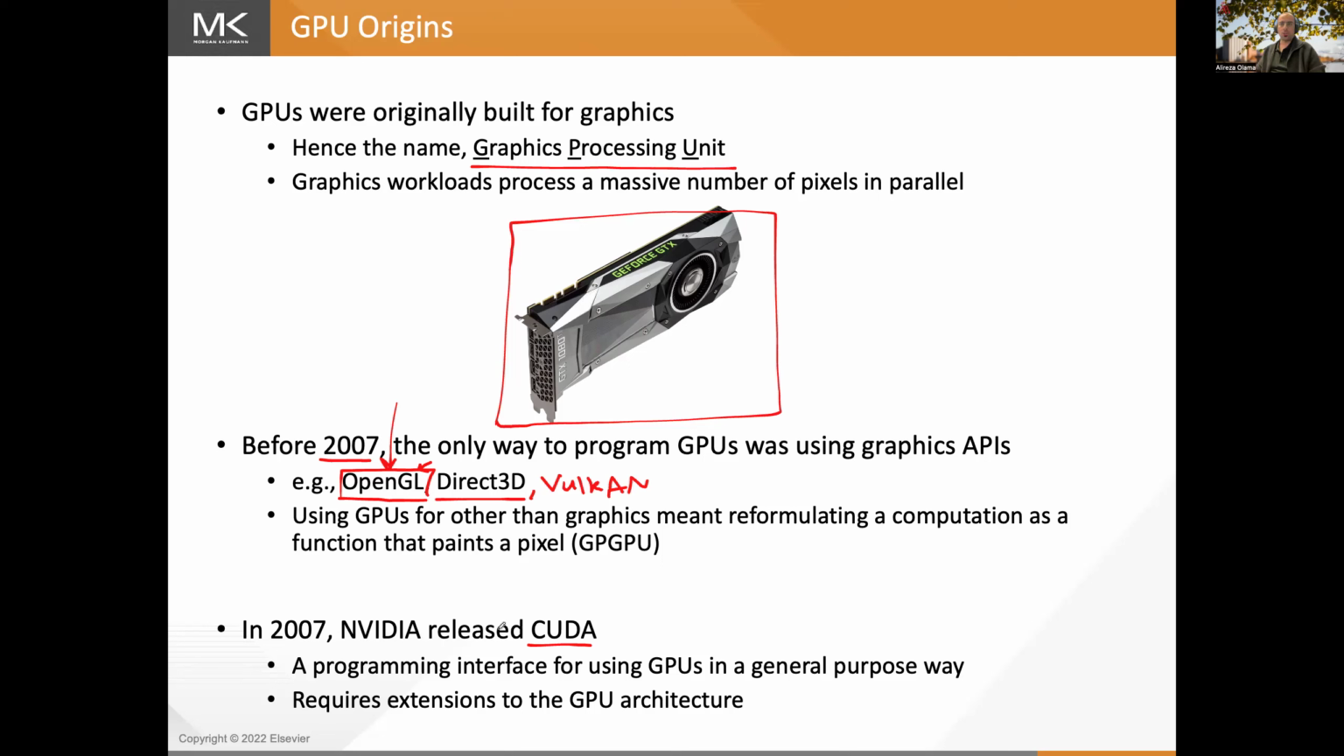CUDA is a programming interface that you have to install on your system, and it is specific to NVIDIA GPUs. So you need to have an NVIDIA card, right? Then you should install a toolkit called CUDA toolkit. And in that toolkit, you have CUDA compilers, profilers, and debuggers, and everything that allows you to create programs that can actually run on a GPU. All right.